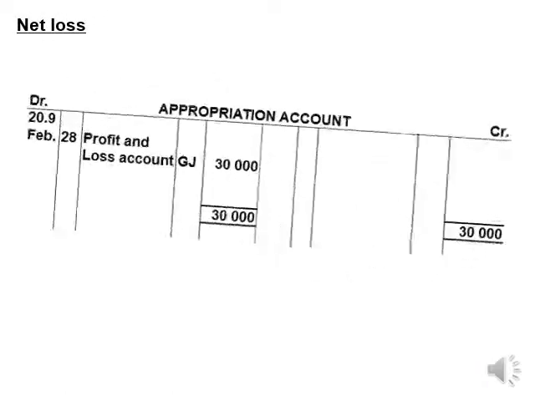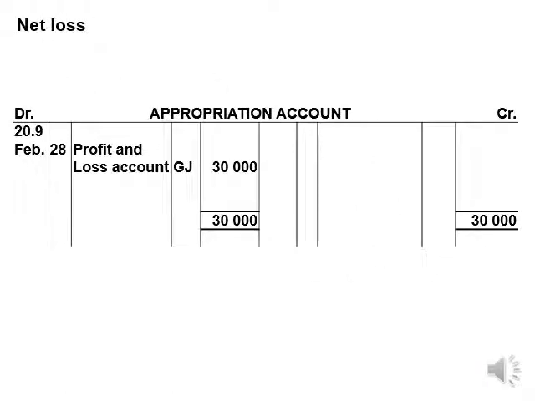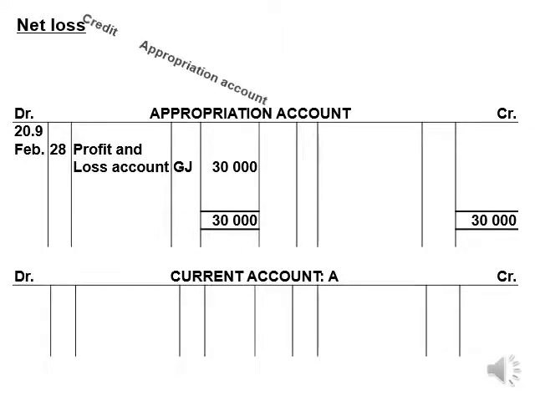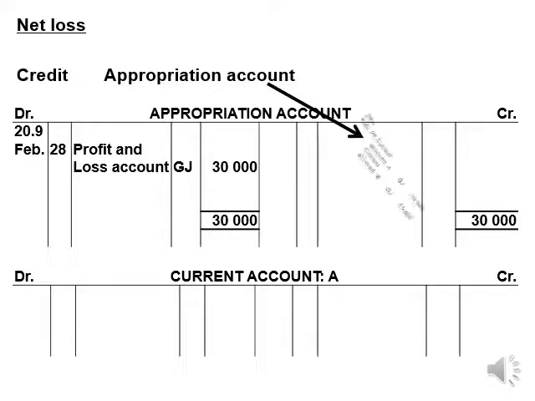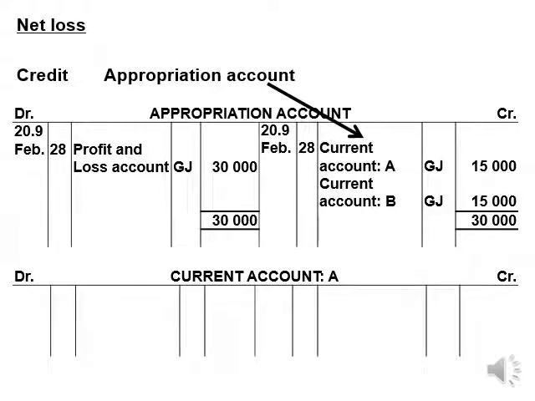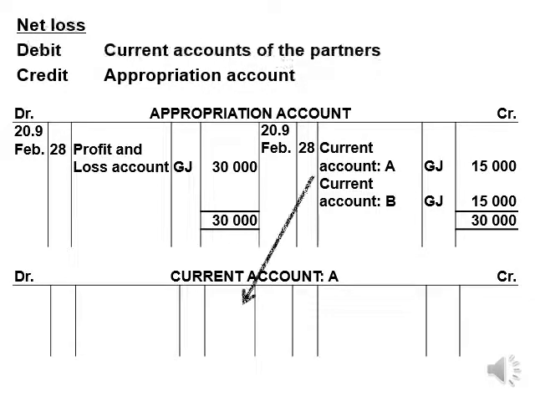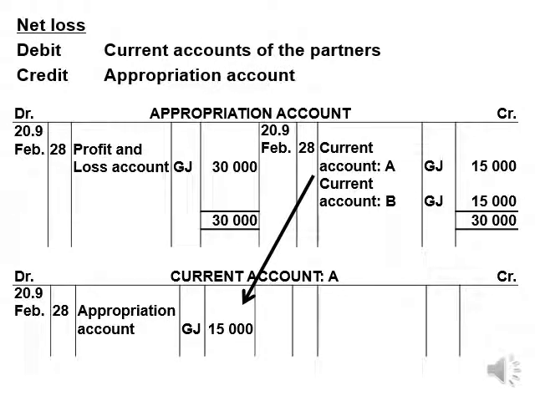When it's a net loss, it means the loss is on the debit side. That means to transfer the net loss, we will have to credit the appropriation account with current account A and current account B, 15,000 each, and each current account will be debited. So if there was a net profit, the current accounts will be credited. If there's a net loss, the current account will be debited.